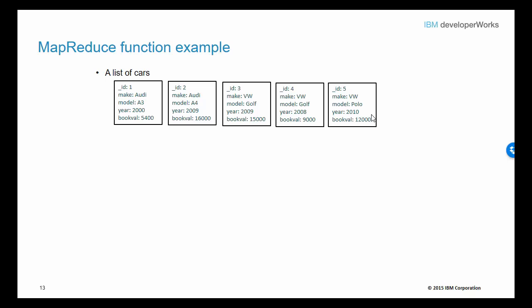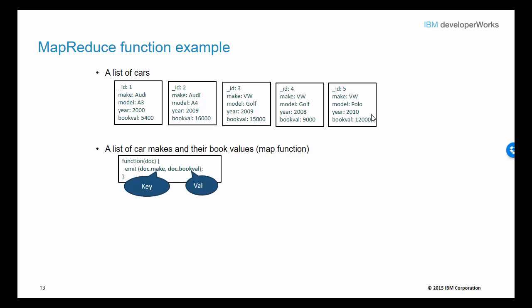So now let's do a map function that gives me a list of all the cars' makes and their book values. And here it is. It's a JavaScript function that gets each document as a parameter, and then it has to do something. In this case, we're calling emit. And this is what the map function is actually returning. So we're returning the make and the book value. And the first thing that's returned is always the key. And everything else is considered a value. So in this case, we're creating a list of makes and book values and returning those.